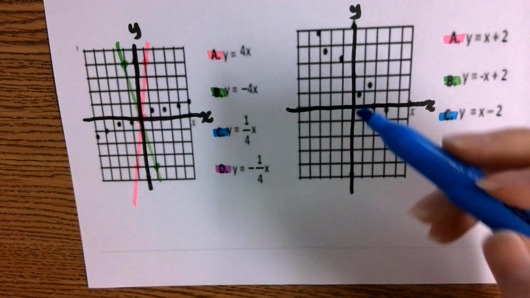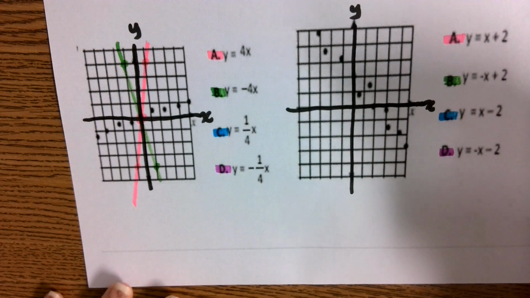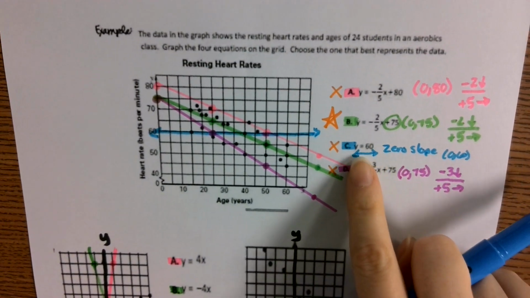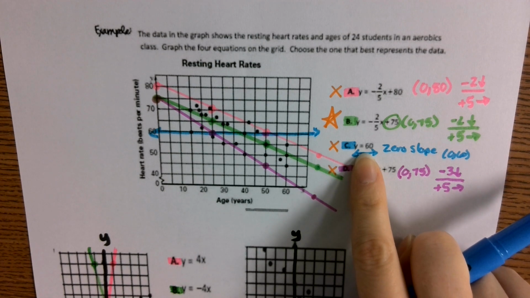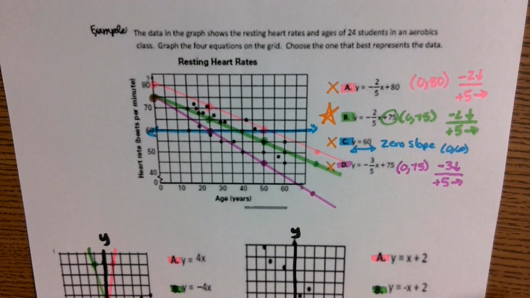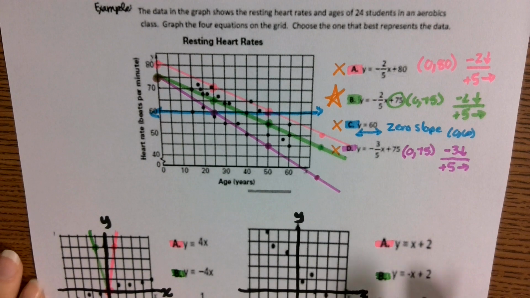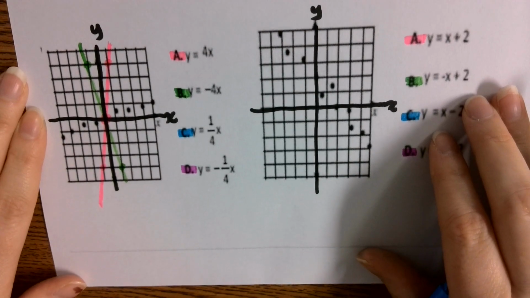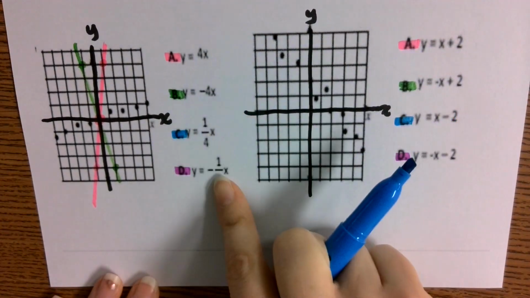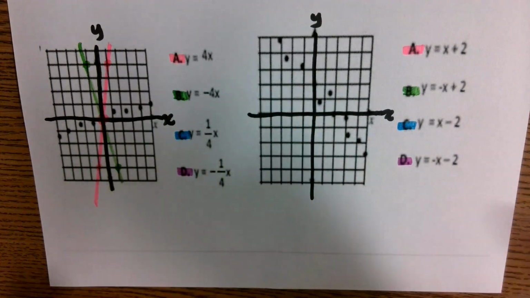Sometimes there are things that you can look at and you can immediately eliminate. For example, up here, we didn't even have to graph C. We could immediately eliminate a horizontal line or a vertical line because it's not a proper trend. We can immediately eliminate negative slopes because this is a positive trend.